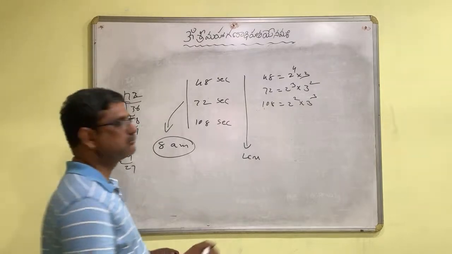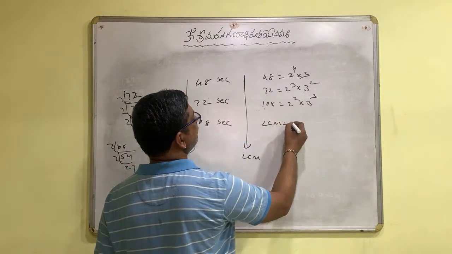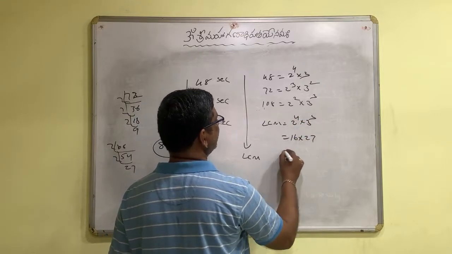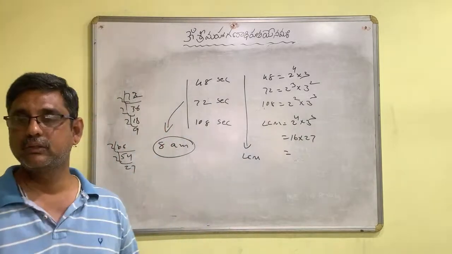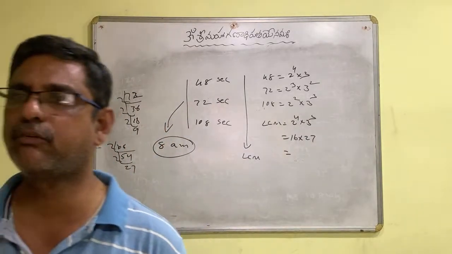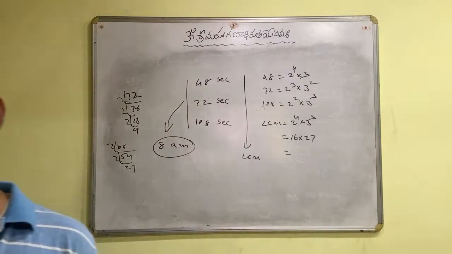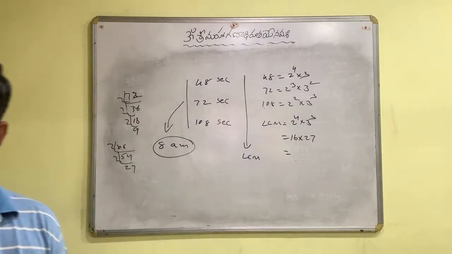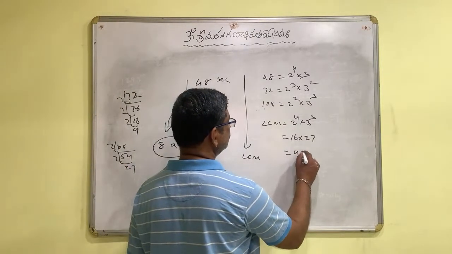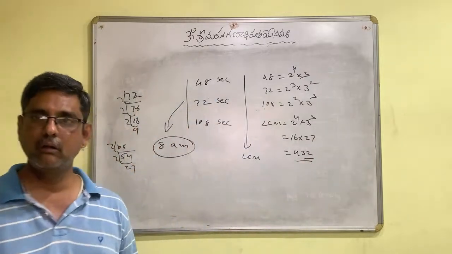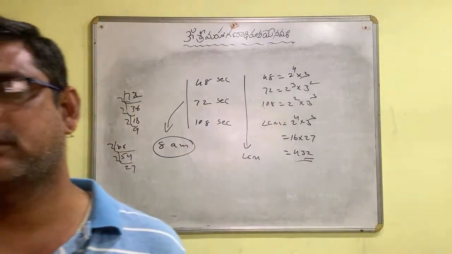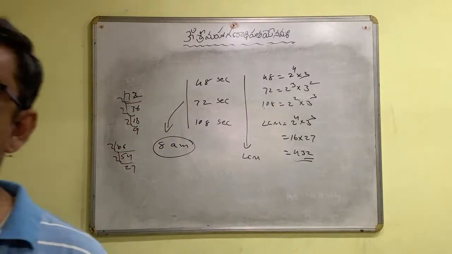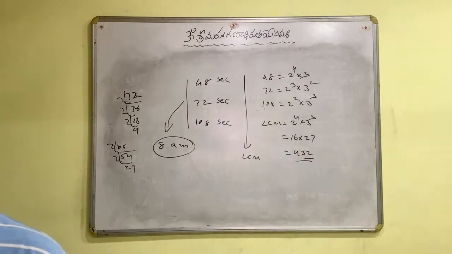So what is the LCM? 2 power 4 into 3 cube, which is 16 into 27. Is it 482 or 432? 432. So, in all the 3 junctions, after every 432 seconds, the traffic signal changes together at a time.